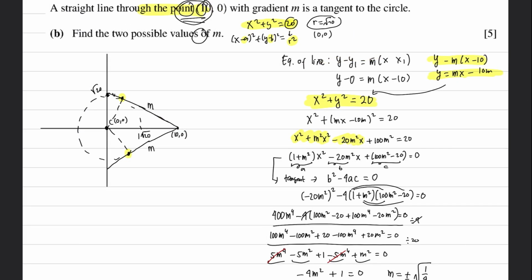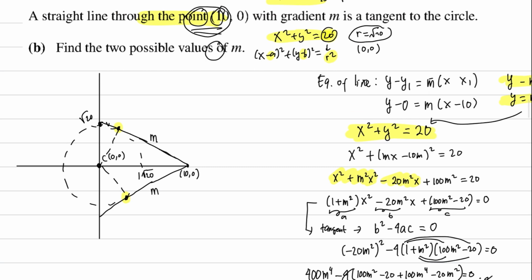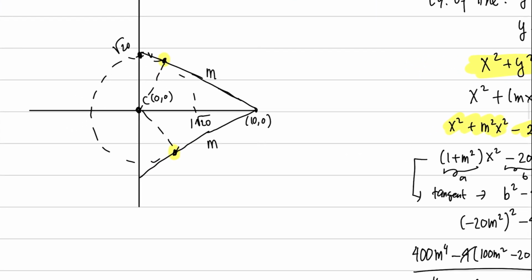Do you have a simpler method to solve part B? Because it's too long, just for 5 marks. Yes. So let's do the second method, and it's way easier. If you want to find the value of m, you need to focus on this triangle.